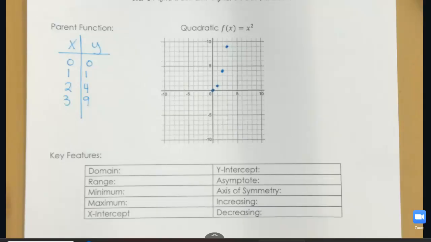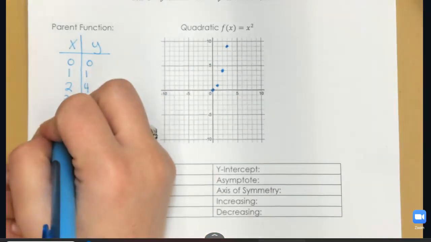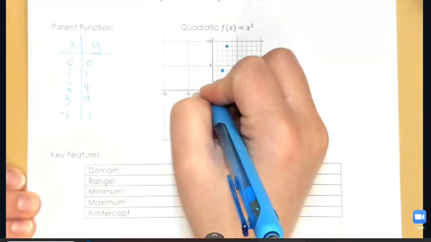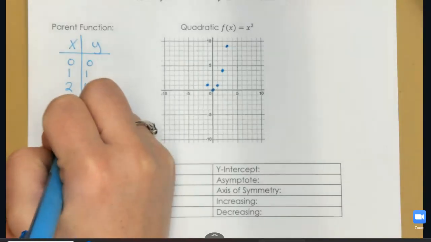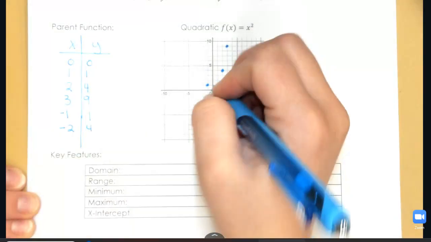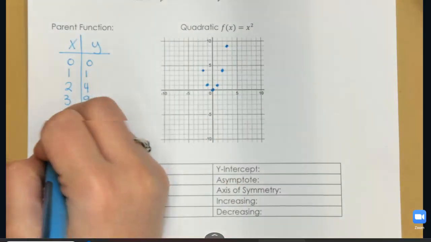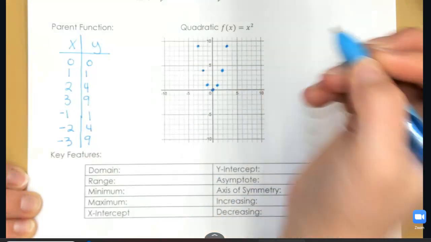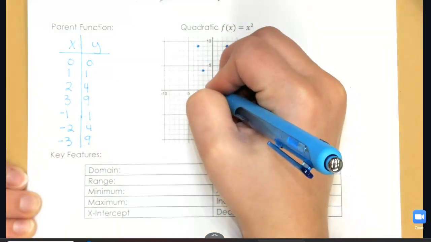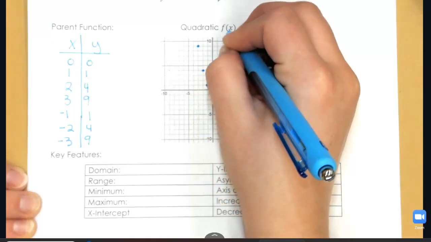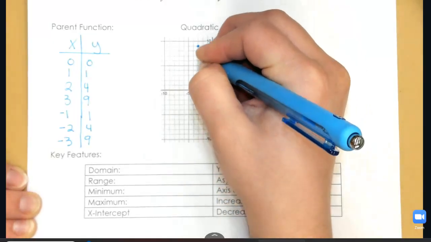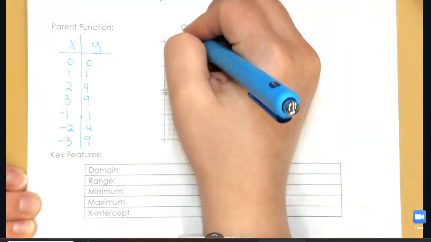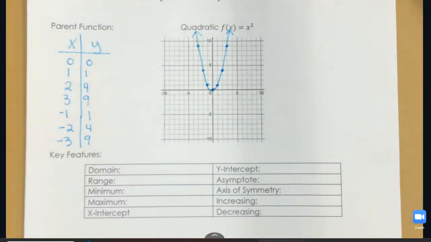So I have those points, and then I can also do negative x values. Negative 1 squared is positive 1. Negative 2 squared is positive 4. And negative 3 squared is positive 9. So now that I have all of those points, I can connect the dots. And here is my quadratic parent function. We call that shape a parabola. And now let's go ahead and describe the key features of that graph.